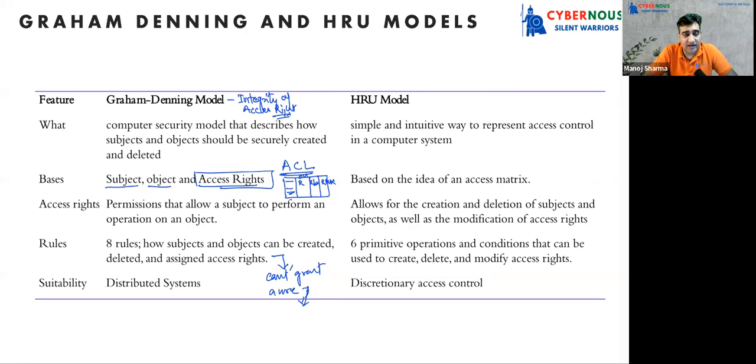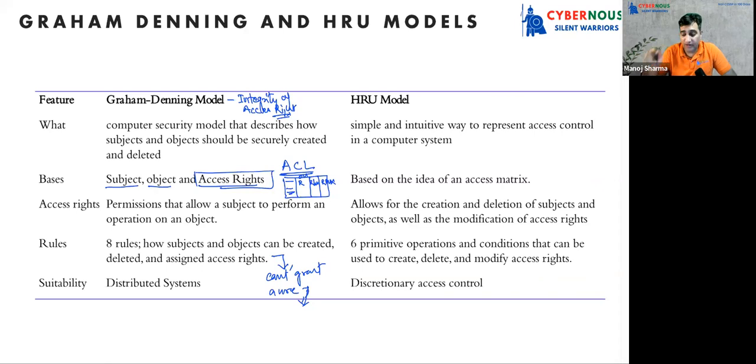However, it has certain limitations. What if I want to make you an admin so that you can make some changes? That feature is not there in the Graham-Denning model. Because I am admin, I can create a particular object, delete a particular object, give you write access or read access, whatever I want. But I cannot create another user, give you the right to change everything, or make you the admin. That is not available in the Graham-Denning model.